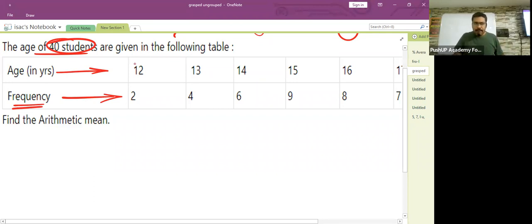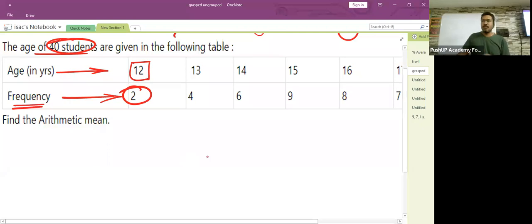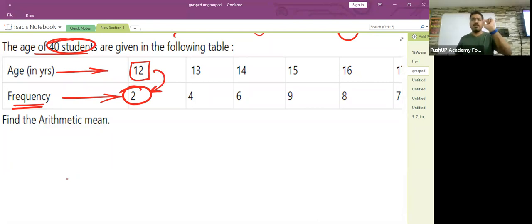When they say the age is 12 and the corresponding frequency is 2, you know what is the statistical meaning of this expression? Children, did you notice I'm using the word corresponding? For this 12, what is its frequency? It's 2. So when I say the corresponding frequency of 12 is 2, it means the frequency of 12 years is 2.